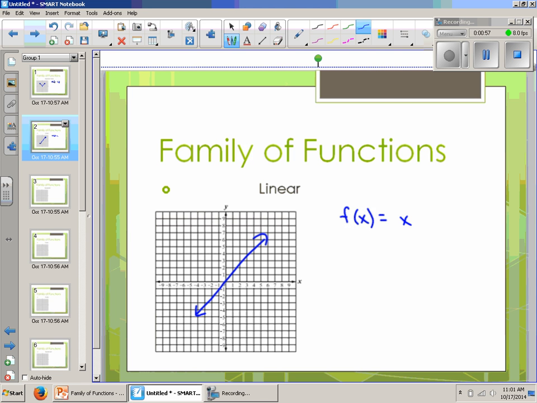We could have some things added or subtracted or multiplied or divided to these functions, but in the last one, the absolute value, if we see the bars, it doesn't matter what else is there. We know we have an absolute value function. How do we know we have a linear function here? The highest exponent is 1.